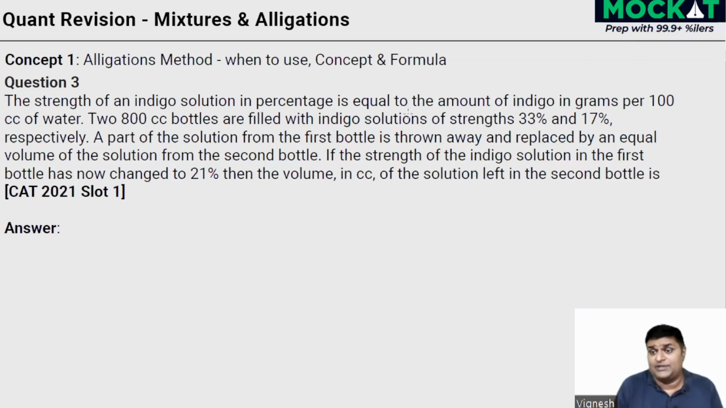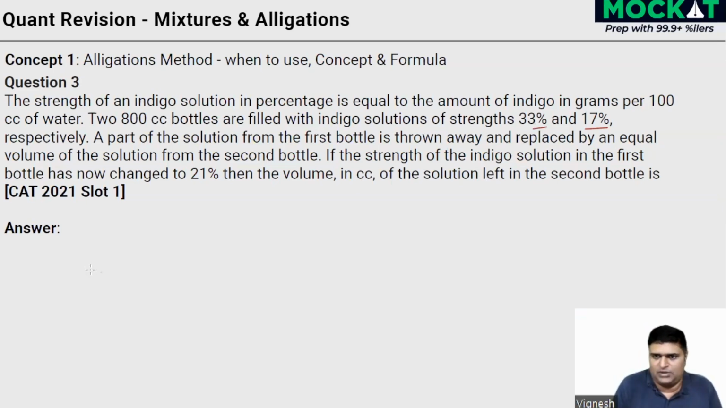The strength of an indigo solution in percentage is equal to the amount of indigo in grams per 100 cc of water. Okay. In 100 cc of water, how much indigo in grams is there? That percentage, that's the strength. Two 800 cc bottles are filled with indigo solutions of strength 33% and 17% respectively. Okay. Two of them. Fine. A part of the solution from the first bottle is thrown away and replaced by an equal volume of the solution from the second bottle.